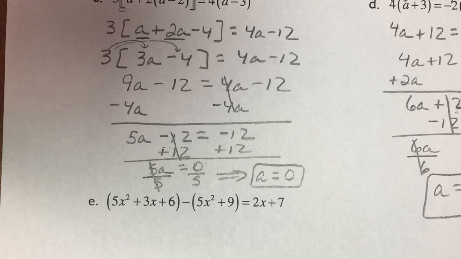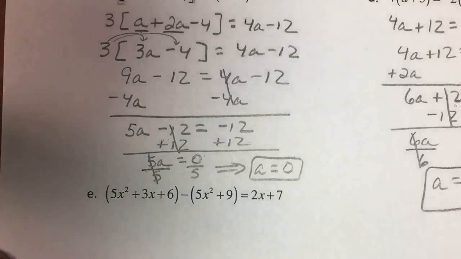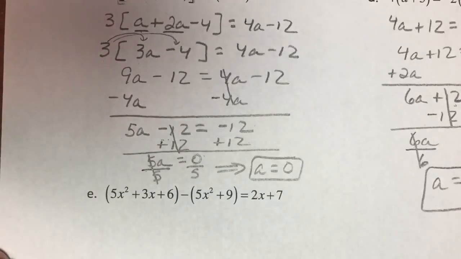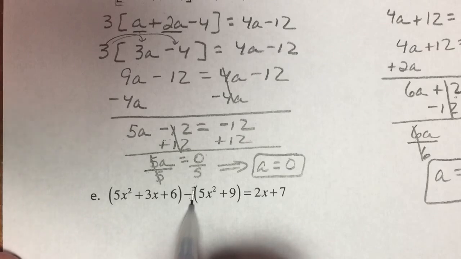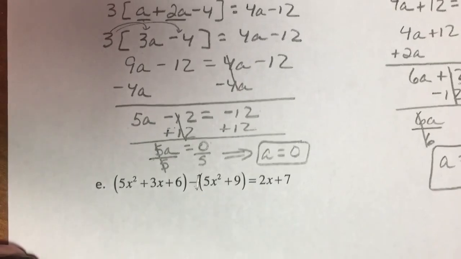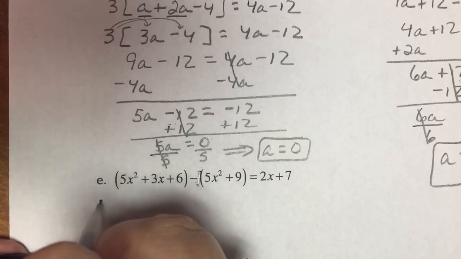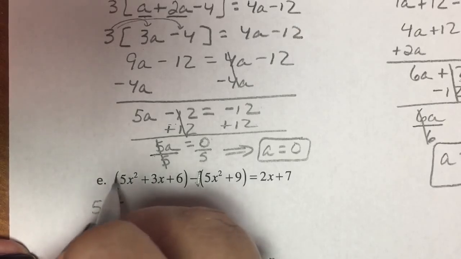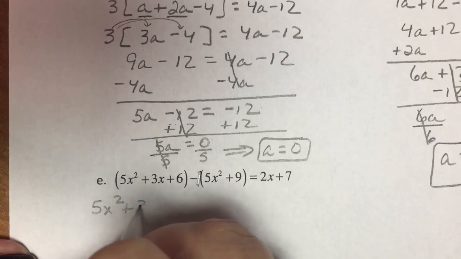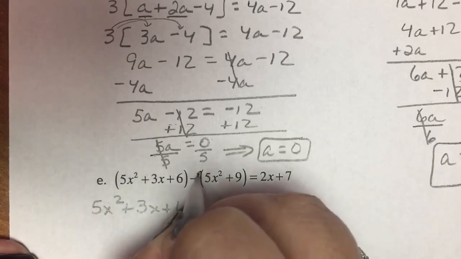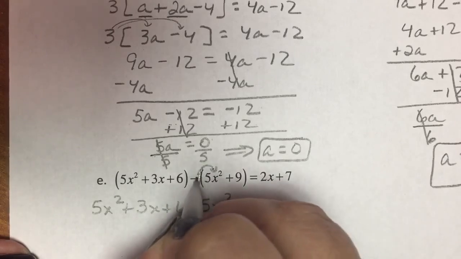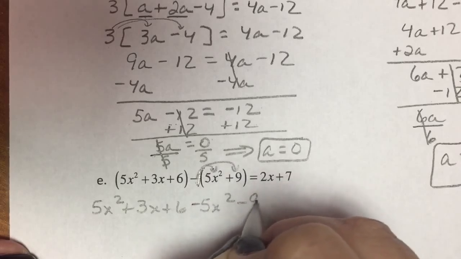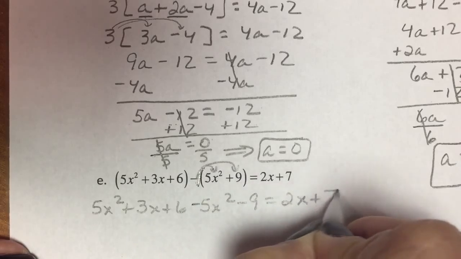All right, our last example that we're going to do here today. So notice there's really a negative 1 here, and we've talked about this when we started chapter 6. So I'm going to have to distribute that negative 1 through. So I'm going to end up with 5x squared. I don't need to write this first set of parentheses. Plus 3x plus 6. Negative 1 times 5x squared is negative 5x squared. Negative 1 times 9 is minus 9 is equal to 2x plus 7.